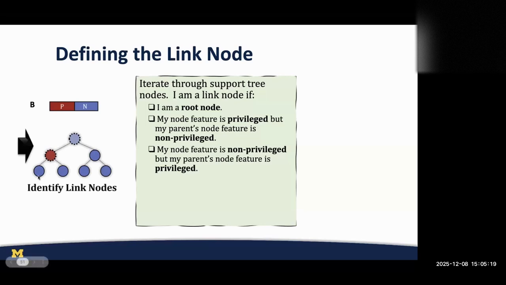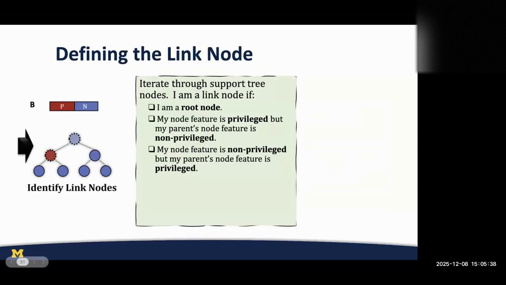Or third, if the node feature is non-privileged, but the parent's node feature is privileged. So if we imagine that there is a split at this node here, and the feature is non-privileged, but the parent is privileged, so therefore this would be a linked node as well.